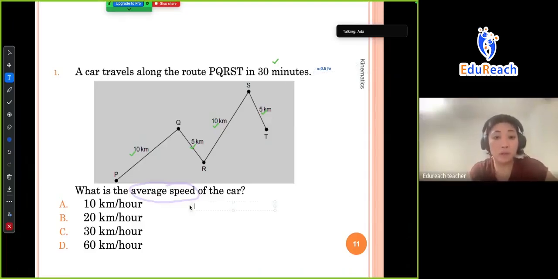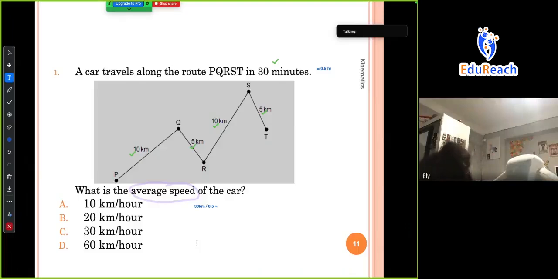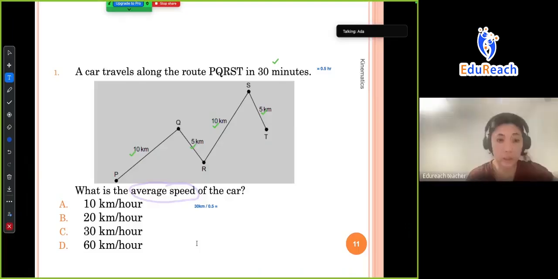So the working here would therefore be 30 km divided by half an hour, divided by 0.5. How much would this be? 60. 60 kilometers per hour. Yep. So the answer would be option D. Okay. All right.